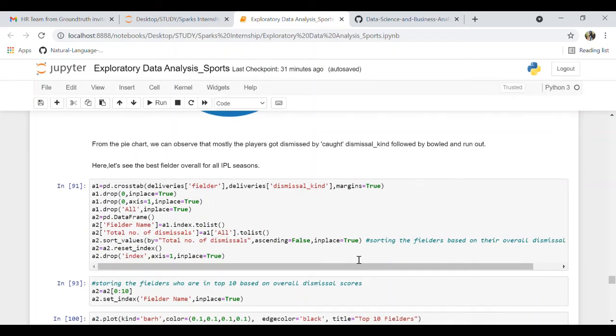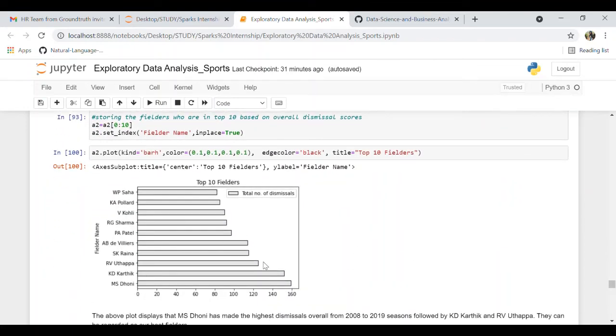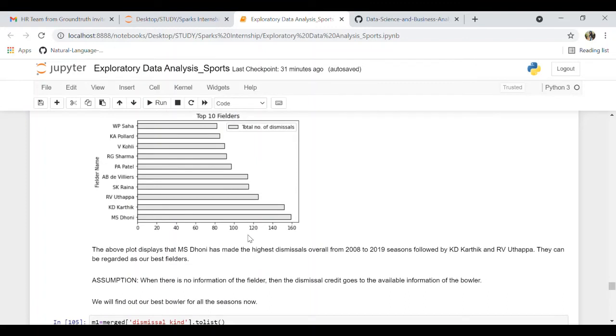Now we'll try to find out the best fielders, right? We have tried to see who were our good batsmen or the best batsmen. Now we'll try to focus our analysis on the fielders. Here this plot gives us the idea of who are our best fielders. That is MS Dhoni, KD Karthik, RV Uthappa. All these are top 10 fielders, okay? And the best among the best is MS Dhoni, because MS Dhoni has made the highest number of dismissals overall from 2008 to 2019.